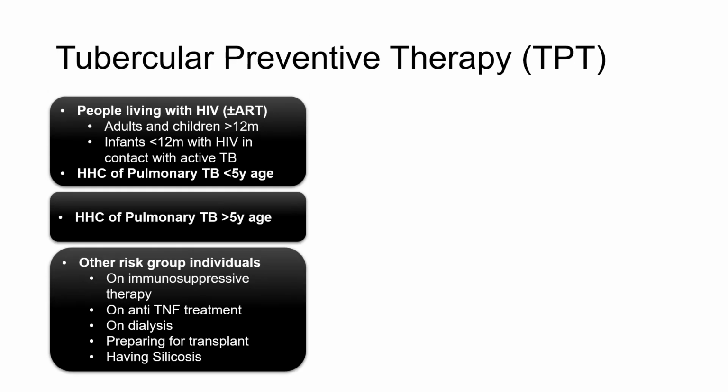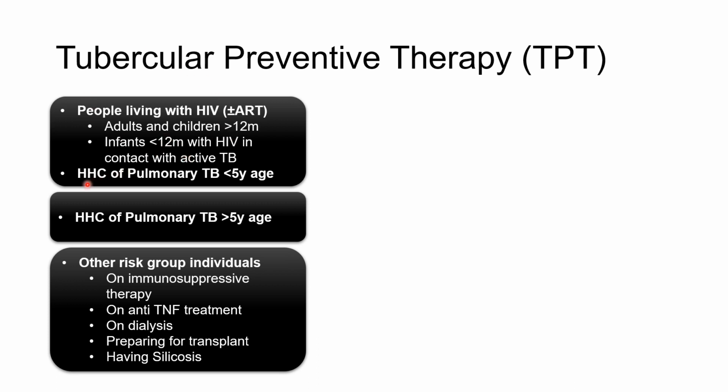Mainly three groups of people are eligible for tubercular preventive therapy. Let's come to the first group. First group is people living with HIV, especially two populations. One is adults and children more than 12 months. Second is infants less than 12 months with HIV in contact with active TB patients. That means all infants are not eligible for TPT. Infants with HIV who are in contact with active TB are eligible for TPT, and every other child more than 12 months, that means elder than infants, are eligible for TPT among the HIV positive population.